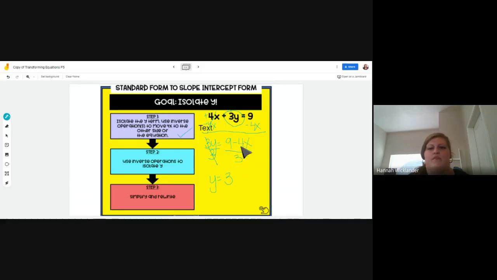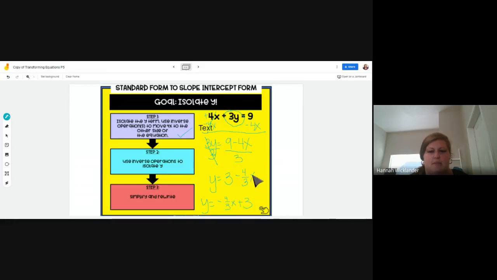And then 4 divided by 3 gives me a decimal, so I'm going to leave it in fraction form because I don't like to deal with decimals if I don't have to. So I'm going to leave it as negative 4 divided by 3x because the x and the 3 can't be divided, so it just stays the same. So step 3 was to simplify, which I already did, and then rewrite it. So slope-intercept form, y equals mx plus b. So I'm just going to flip it around so that my x is first.